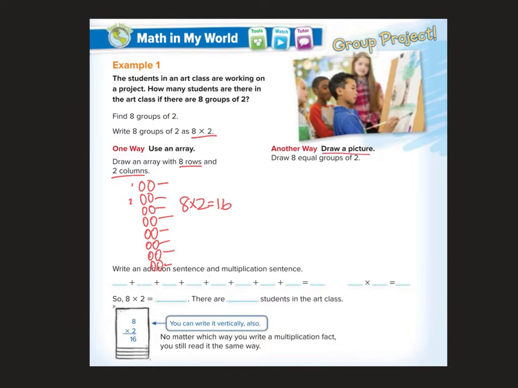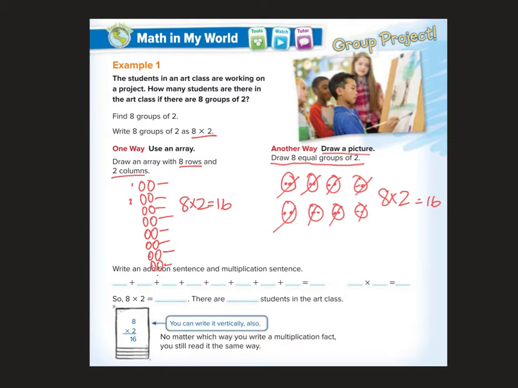Another way is we could draw a picture. I can draw 8 equal groups of 2. Okay, so if I draw 8 groups, and 2 in each group, kind of look like little piggy noses, don't they? 2 in each group. Okay, so again, what I can do is I can count by 2s when I'm counting my circles. It goes a little faster. 2, 4, 6, 8, 10, 12, 14, 16, which again tells us that 8 times 2 is 16.